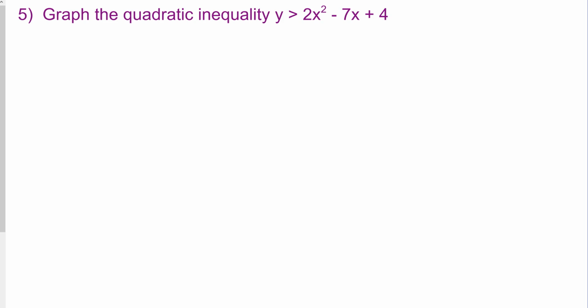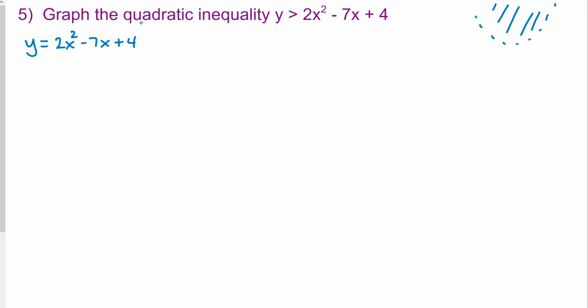Okay, we're rounding off our lesson with some inequalities. So the only thing we need to consider here that's any different from what we were just doing with the equations is that we would have a solid or dotted line depending on the inequality sign, and we would have shading either inside or outside the parabola. So first let's consider y equals 2x squared minus 7x plus 4. That's going to be the parabola.